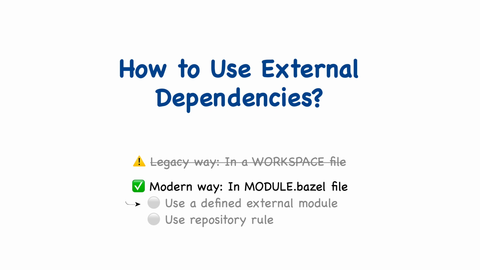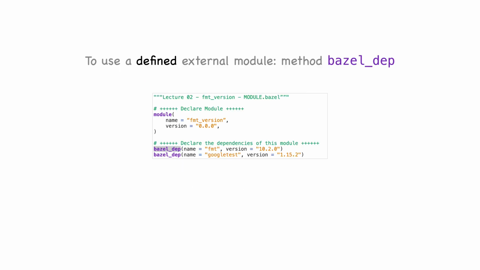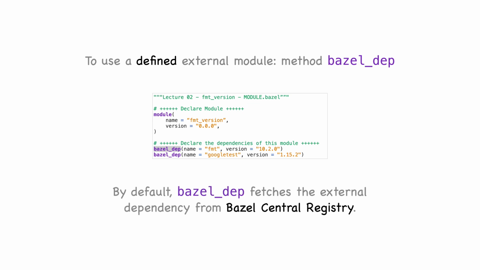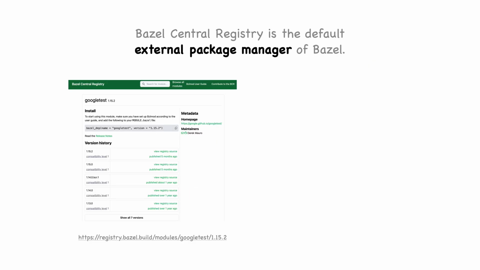We have now presented all the prerequisite knowledge. Now let's go back to the real topic: how to use external dependencies in the module file. To define an external module, you can use the bazel_dep method in your Bazel module file. By default, bazel_dep will fetch the external dependencies from the Bazel Central Registry, which is a package manager or package hub of the Bazel modules. Everything, including the module itself and the dependencies of this module, is versioned.